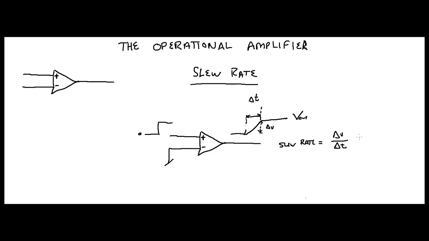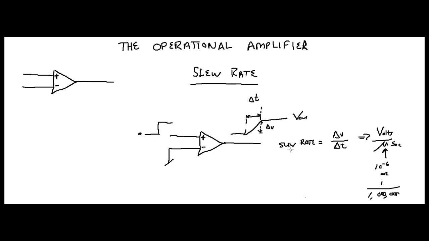Generally, this is in volts per microsecond, and this micro stands for 10 to the minus 6, or one millionth of a second, okay? All right, so that's what your slew rate stands for.